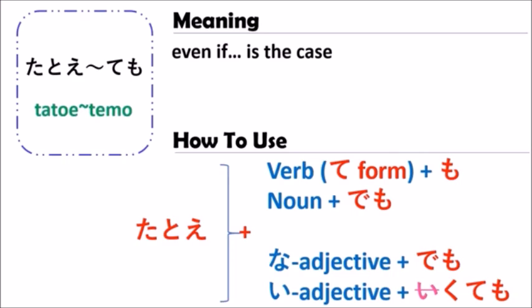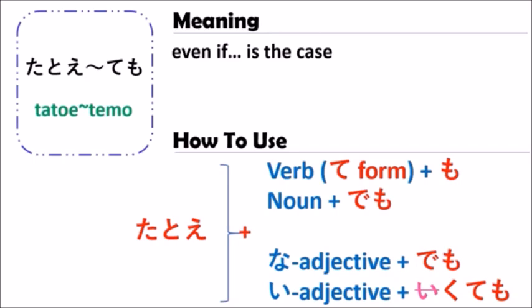For example, you can say itemo, kitemo, tabetemo, something like this. And when you use it with the noun, you should end with demo. For example, gohan demo, tabemono demo, yasai demo, something like this. And for the na-adjective, you do the same as just now, which means that after the na-adjective, you should follow with demo. Kirei demo, something like this.